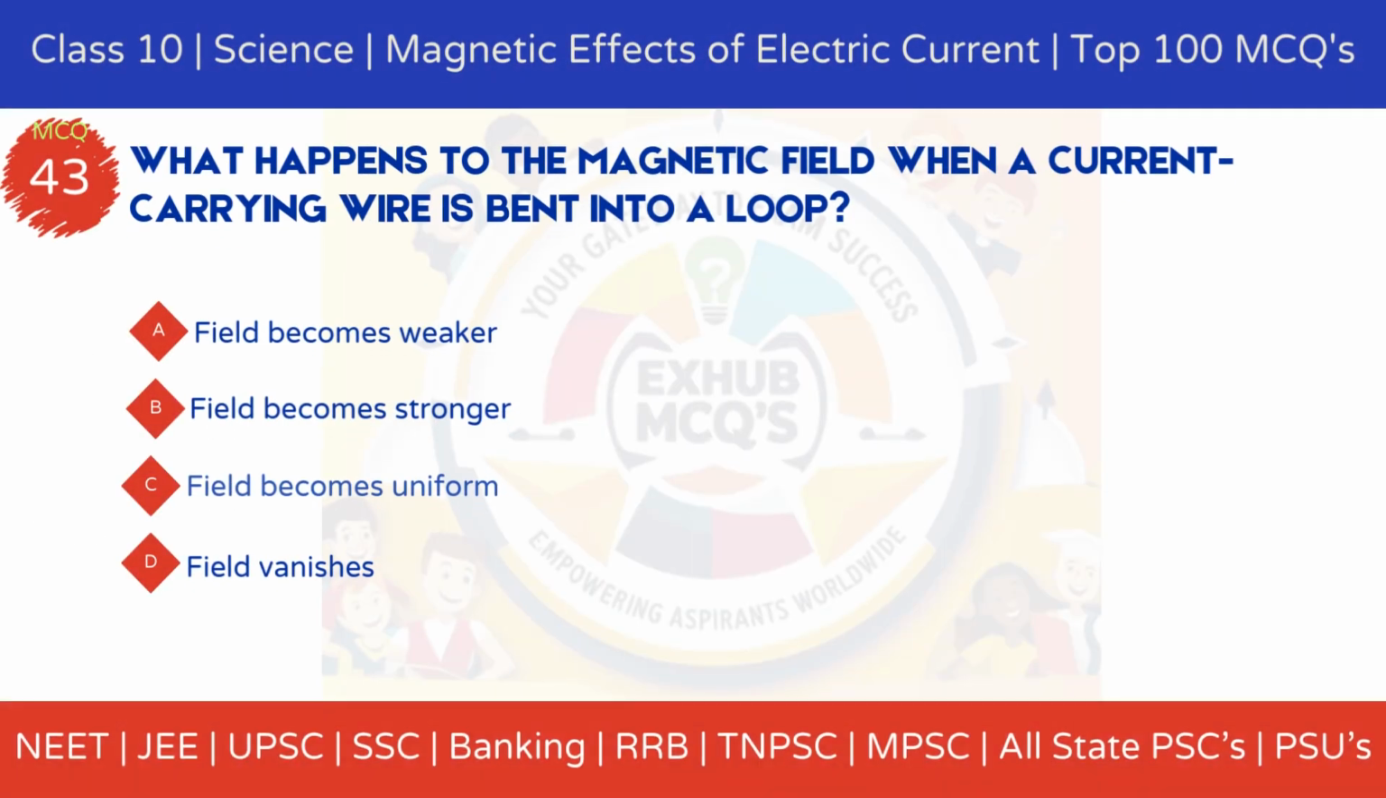MCQ 43. What happens to the magnetic field when a current-carrying wire is bent into a loop? Option A, field becomes weaker. Option B, field becomes stronger. Option C, field becomes uniform. Option D, field vanishes.